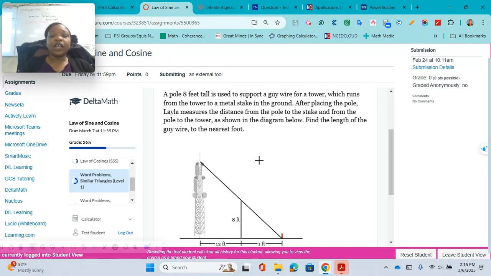I'm going to read that last question. It says, find the length of the guy wire to the nearest foot. A pole 8 foot tall is used to support a guy wire for a tower. So this is the pole, and it is to support this wire for this tower. Remember, I have comprehension issues, so I have to reread things so I can understand what I read.